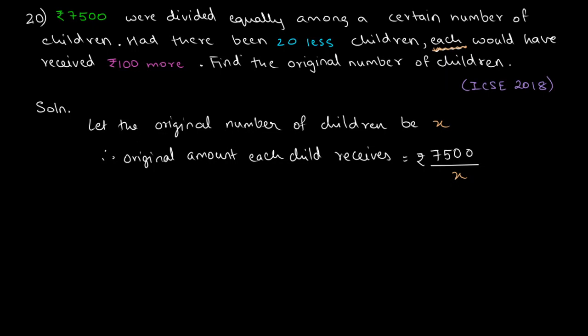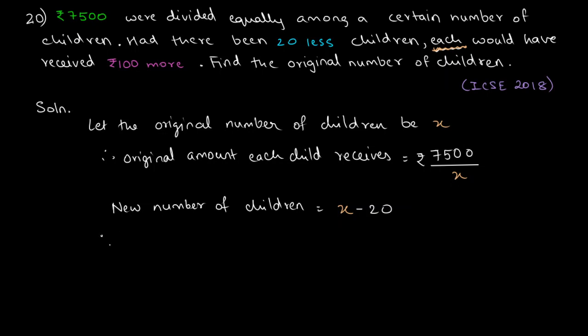Now in the new situation we had 20 less children, right? So I can say the new number of children is x minus 20. You have 20 less children, and each would have received rupees 100 more. So we are again talking about how much each child will receive. The total amount is still 7,500.